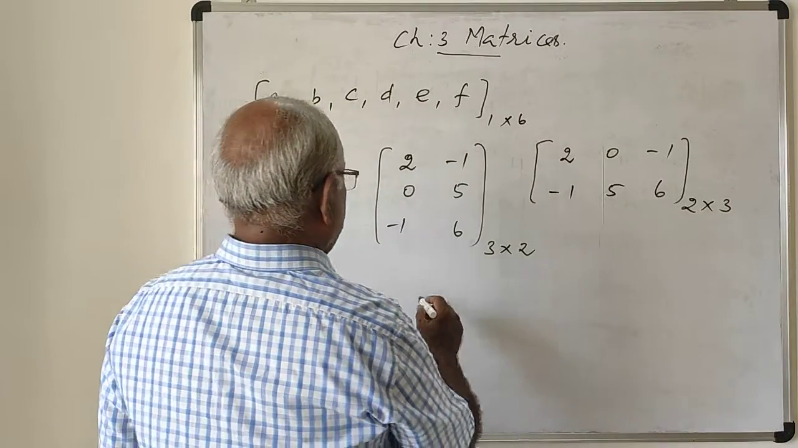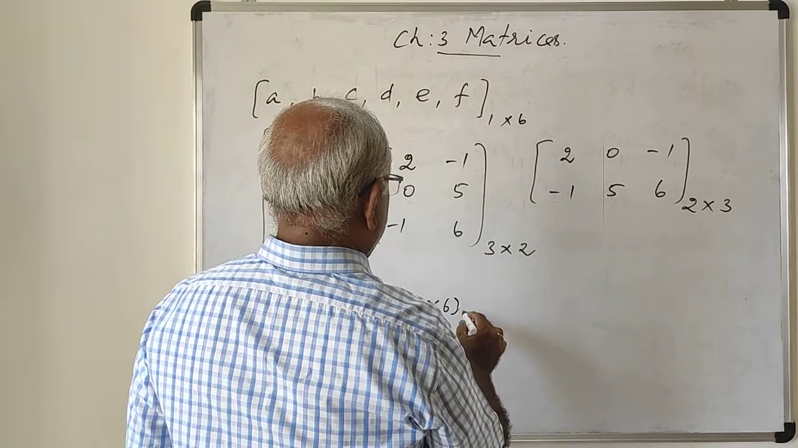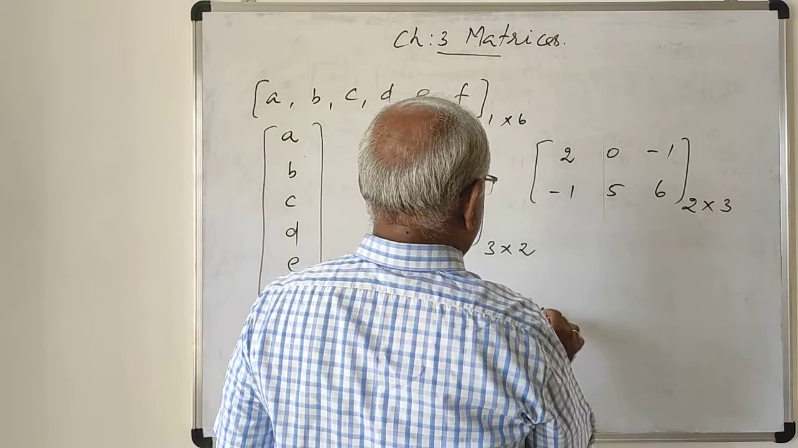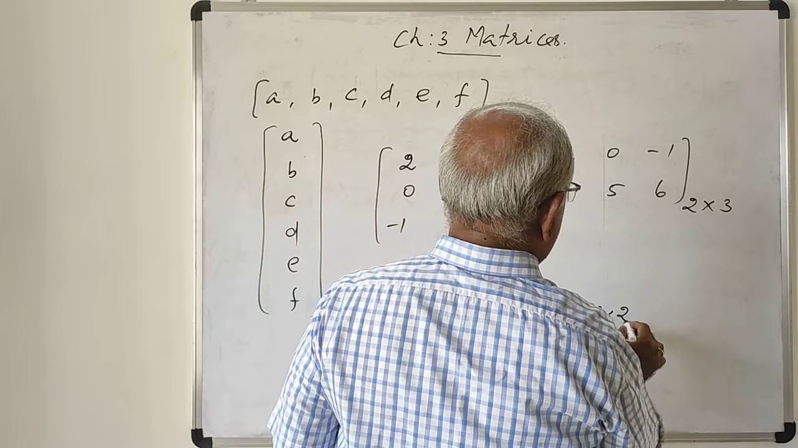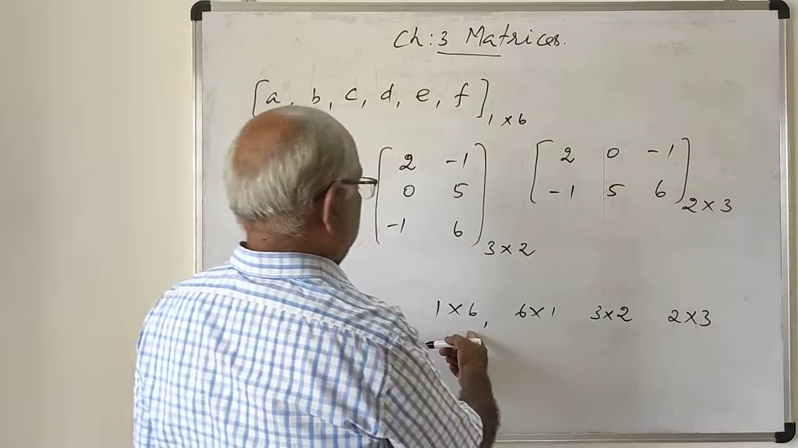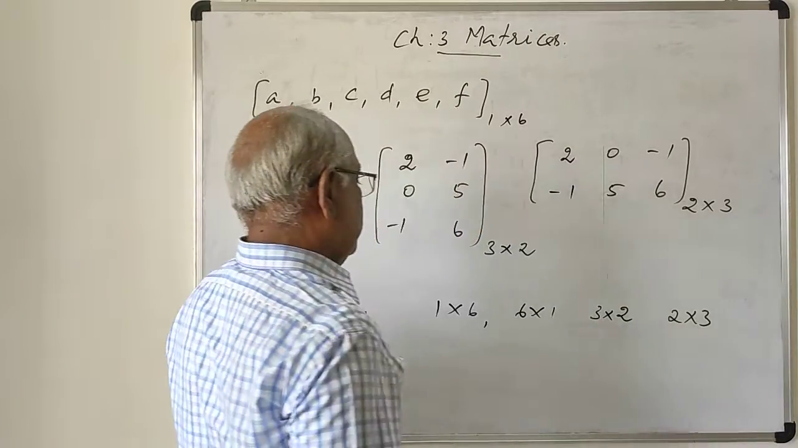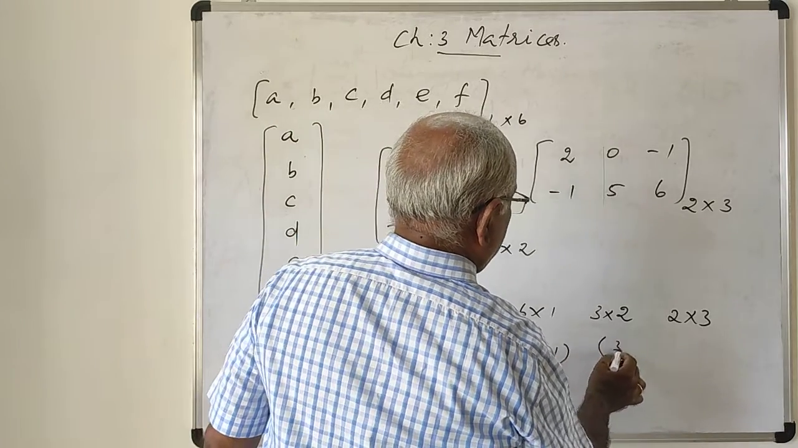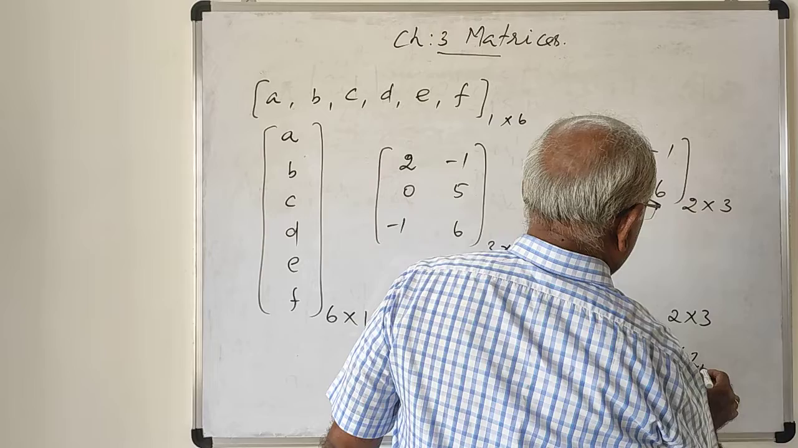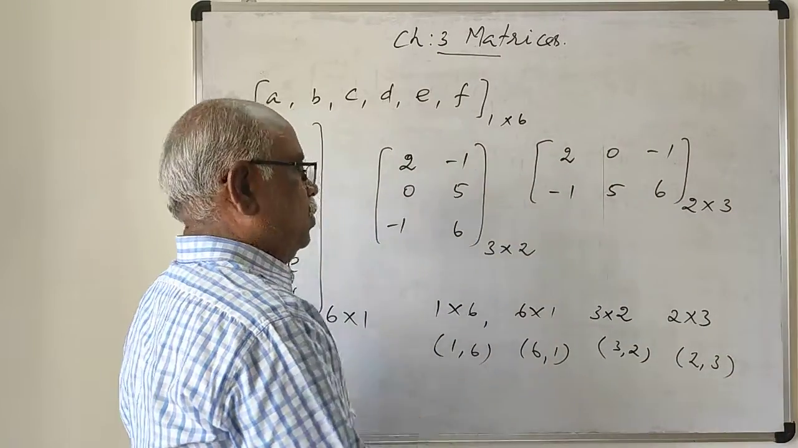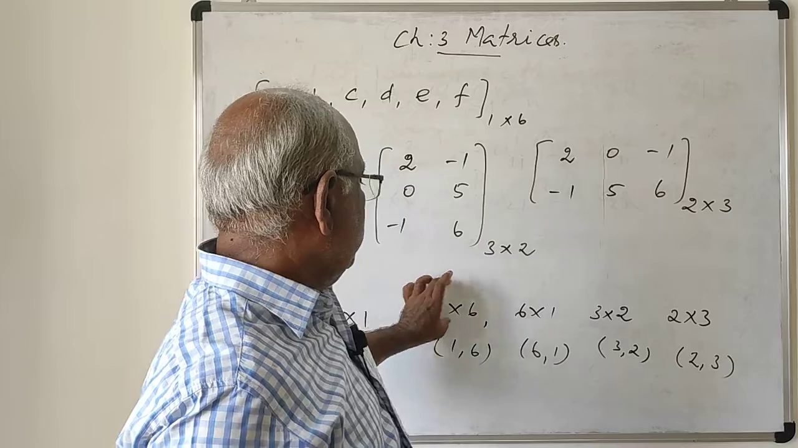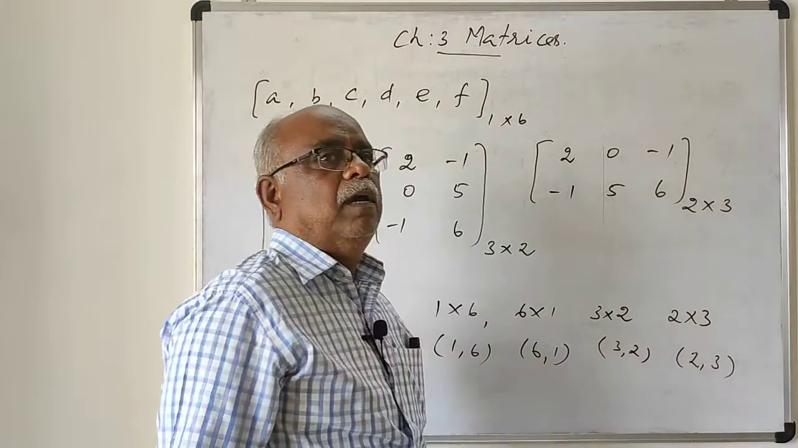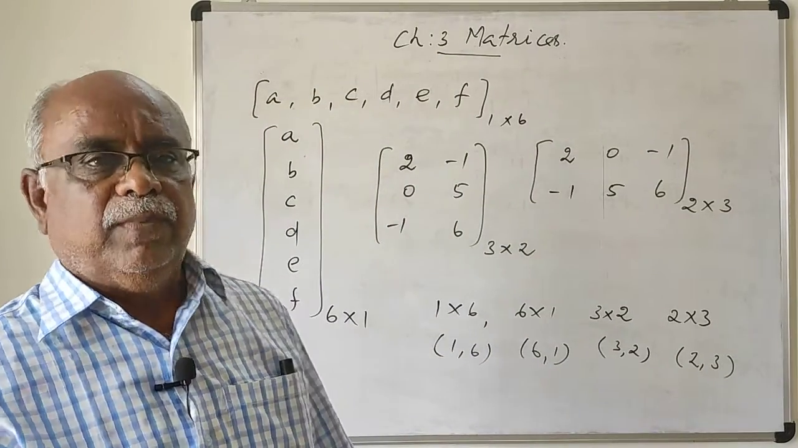They are 1 by 6, 6 by 1, 3 by 2, 2 by 3. You can write it as an ordered pair: 1, 6; 6, 1; 3, 2; and 2, 3. You can write it by an ordered pair also. But the order is 1 by 6, 6 by 1, 3 by 2 and 2 by 3. So these are the 4 matrices of different orders having 6 elements.